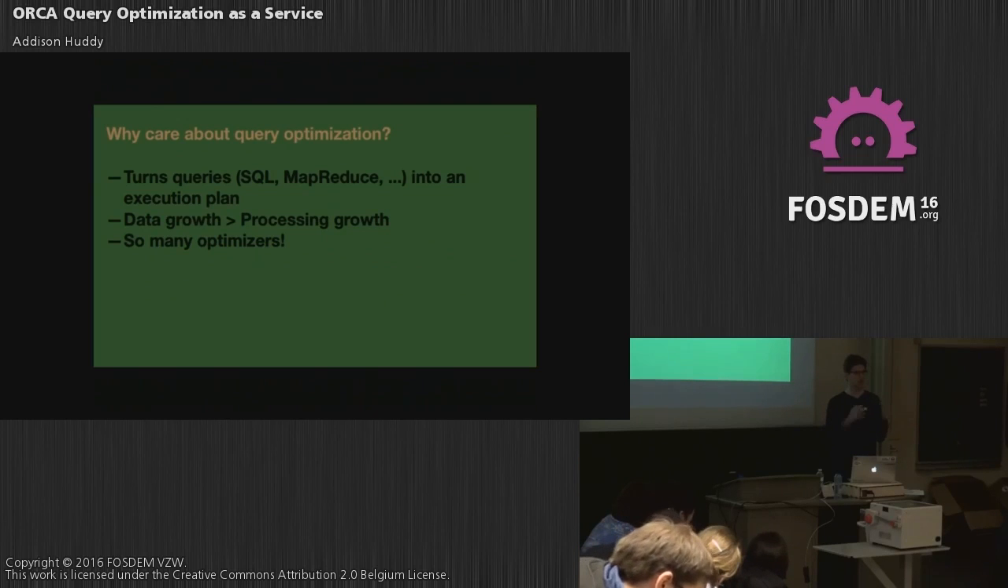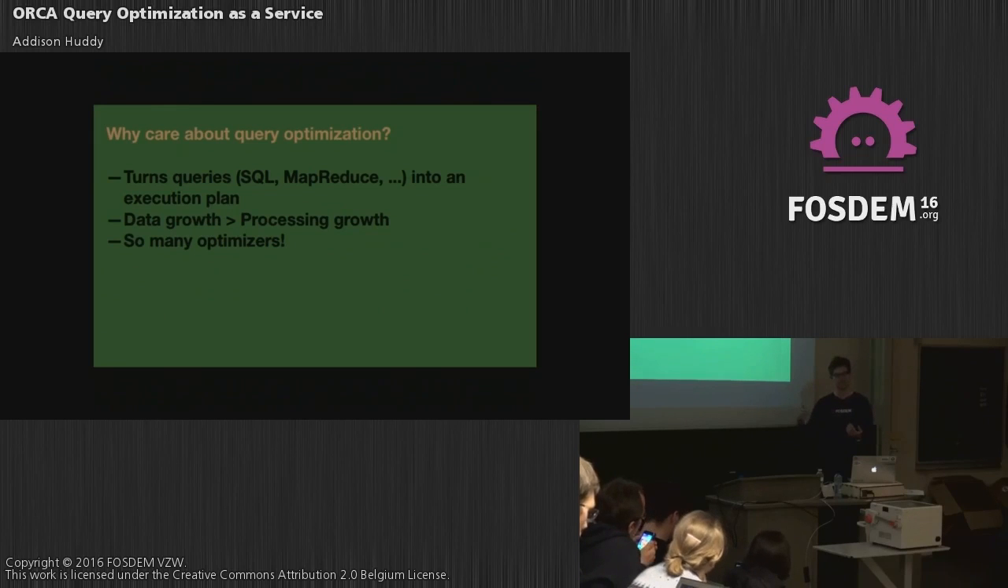But the problem is, the speed at which data is growing is way bigger than our ability to process it. So we need to use what we have today to process data as efficiently as possible. That's where query optimization comes in. Historically, every database has shipped with its own optimizer. If you think about IBM, they have like 16 optimizers, which is a lot of overhead to maintain. It's one of the things inside a database where there's a lot of debt. They're very complex and hard to maintain.